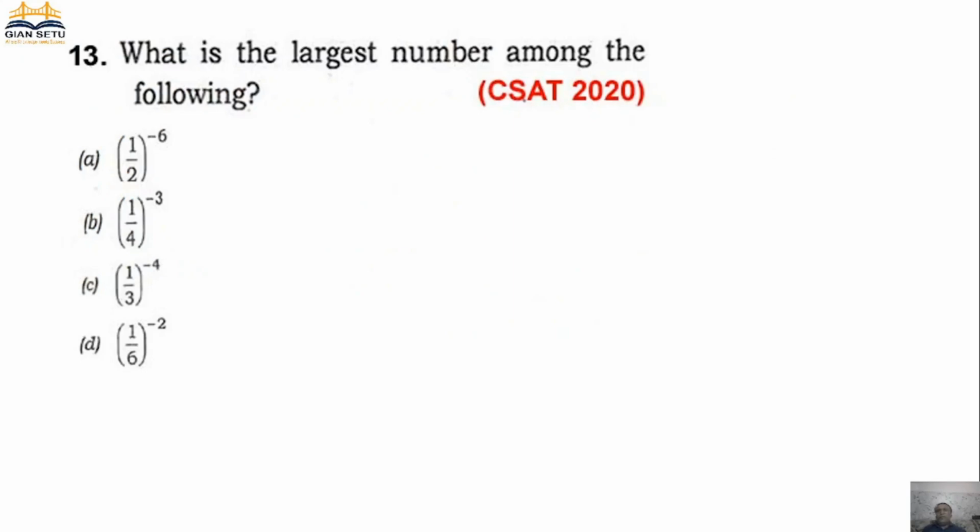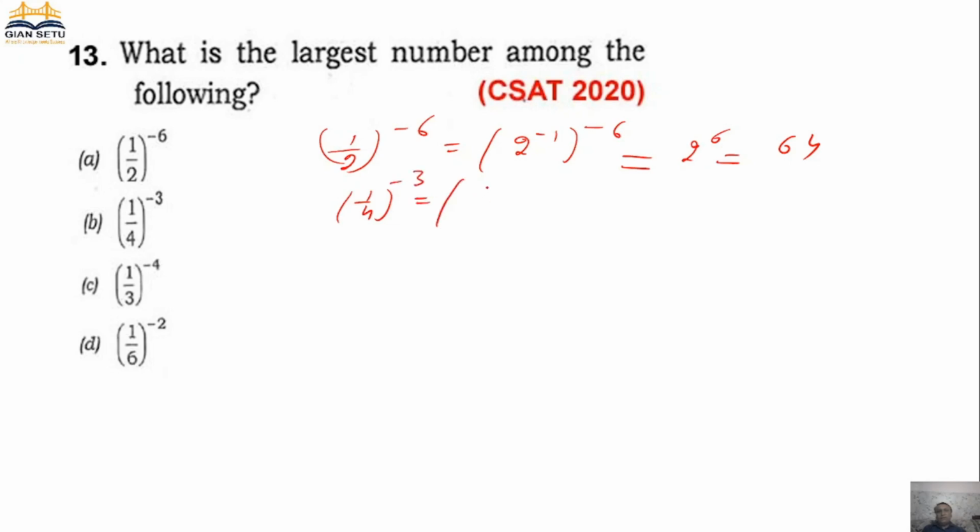Let's move to question number 13. What is the largest number among the following? We are given 4 numbers here and we need to find the largest out of these. Okay, now 1 upon 2 raised to power minus 6 can be written as 2 raised to power minus 1, raised to minus 6. It will be 2 raised to power 6. It will be 64.